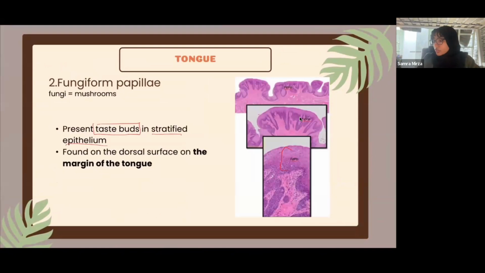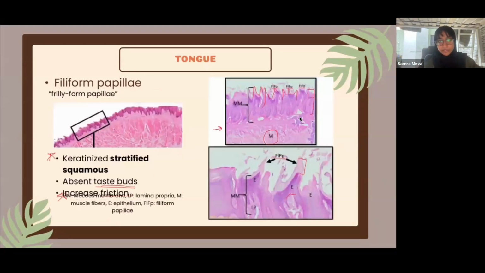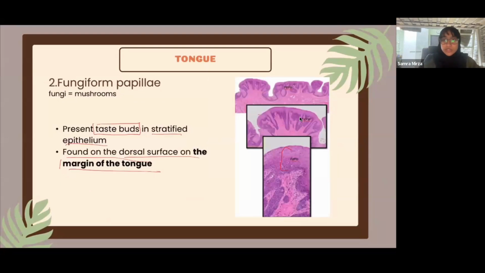They're also found on the dorsal surface at the margin of the tongue. What that means is, if you stick your tongue out, the sides are the margin. It's not exactly on the very lateral end, but on the dorsal surface, on the margins of the tongue. I will show a photo later so you can visualize it better. But just remember, if they ask in the exam, it's on the margin of the tongue. So the first one, filiform, for the dress, and the next one, fungiform, fungi, mushroom shape.